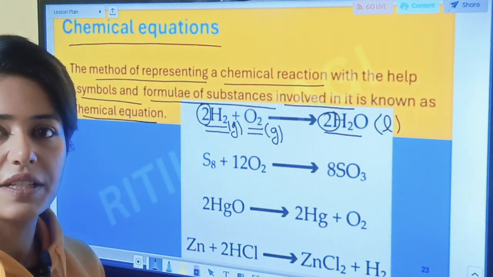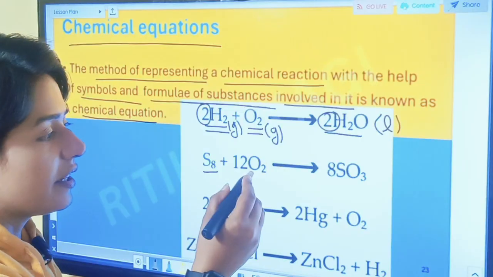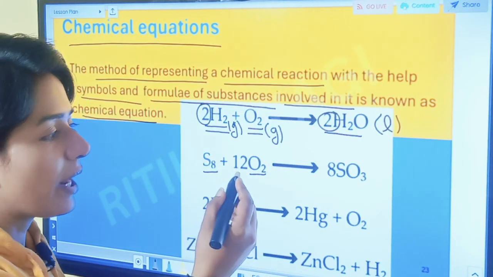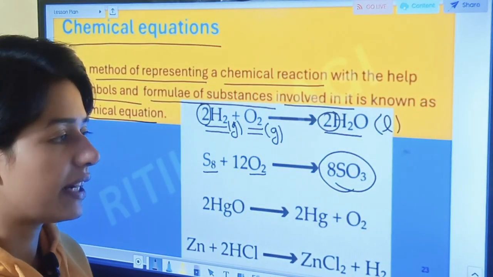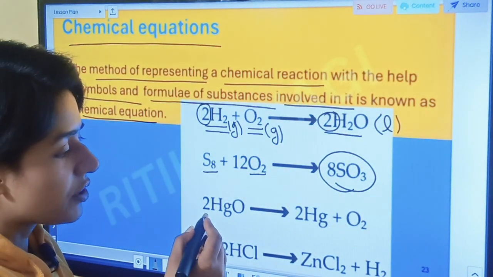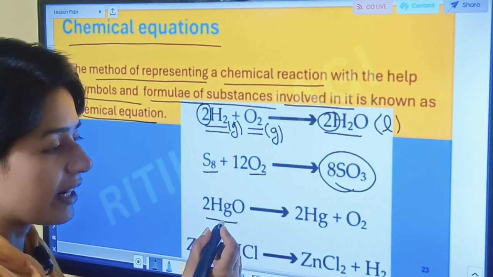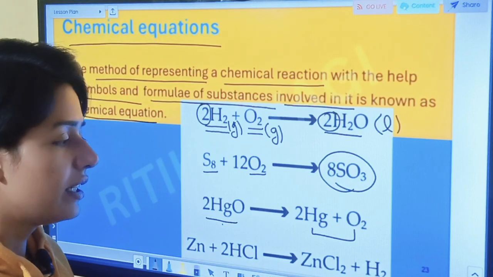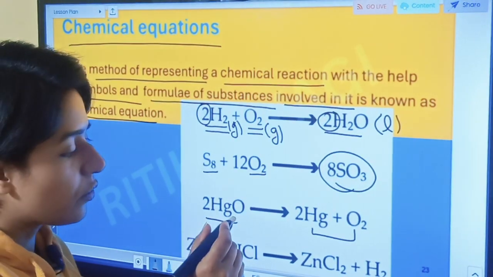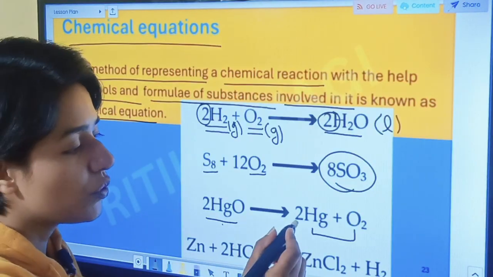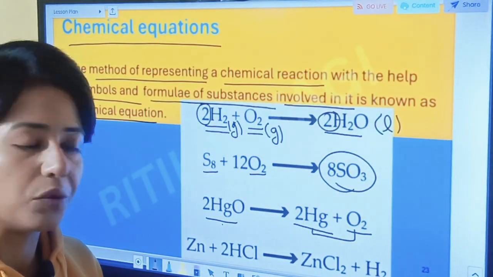Types of chemical reactions we discuss in a later session. Next example is sulfur reacting with oxygen molecules, then it forms sulfur trioxide, SO3. The next reaction is a decomposition reaction. Decomposition means breaking. Here a single reactant breaks down to form two products. That's why this reaction is a decomposition reaction. Here 2 molecules of mercuric oxide decompose to form 2 atoms of mercury and 1 oxygen molecule.